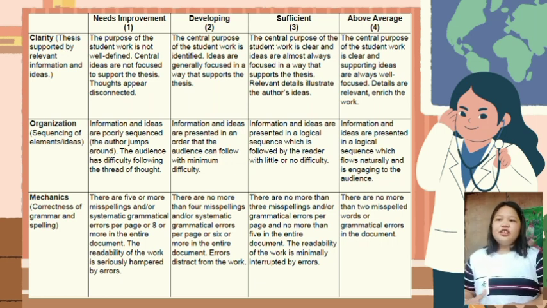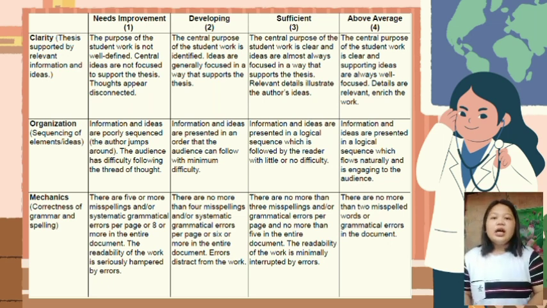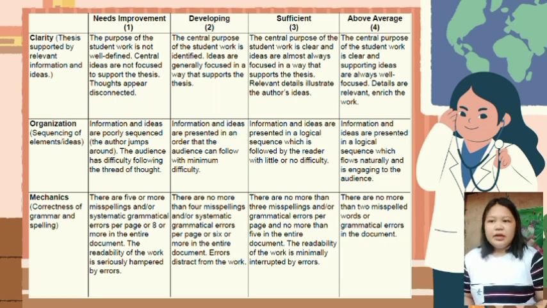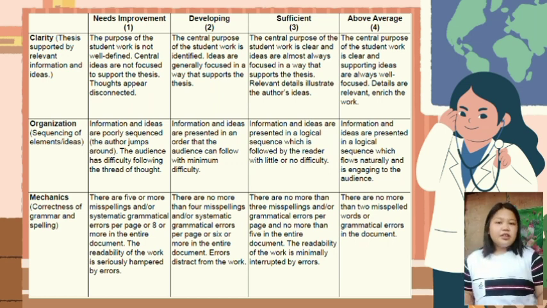So under sufficient, there are no more than 3 misspellings and or grammatical errors per page and no more than 5 in the entire document. So the readability of the work is minimally interrupted by errors. So it is not hard to understand even if there are wrong spellings or wrong grammar; under sufficient, no more than 5 errors in the entire document.